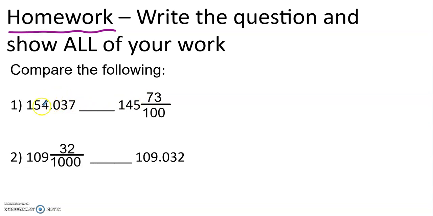You need to put this with this. You can't just give me a symbol because then I don't know which one you're looking at, okay? Because if I inverted this, and I had 145 and 73 hundredths on this side, you would have a different symbol. So make sure you rewrite this whole statement with your answer. And again, you may review this video at any point and as many times as you need to.